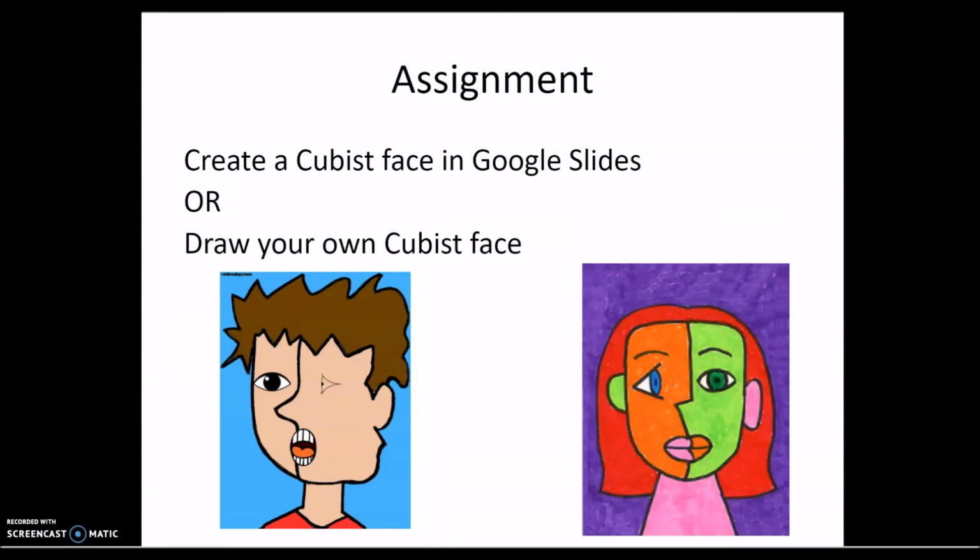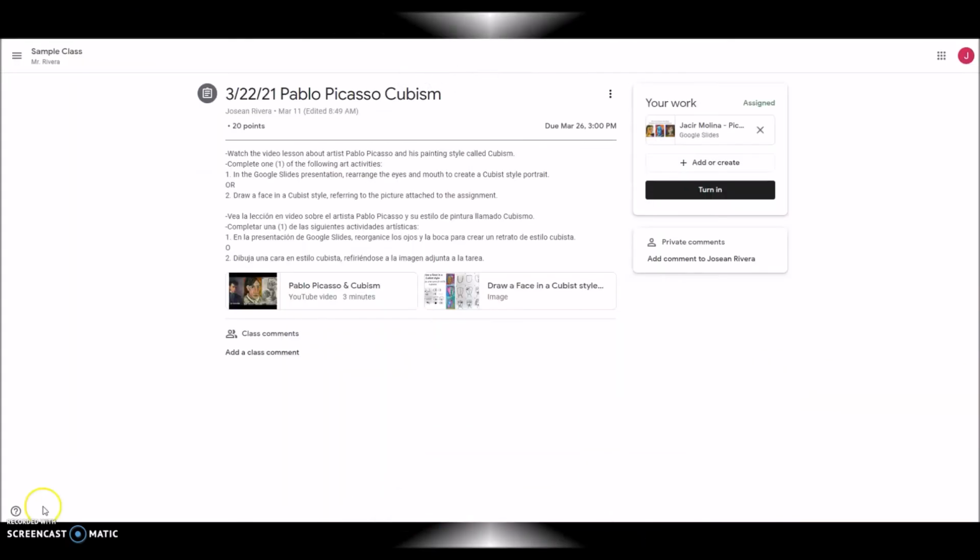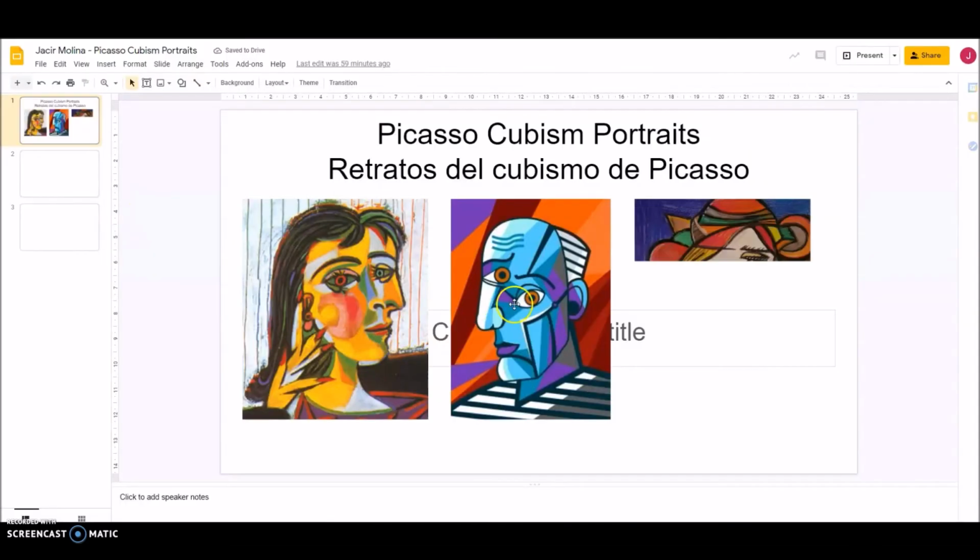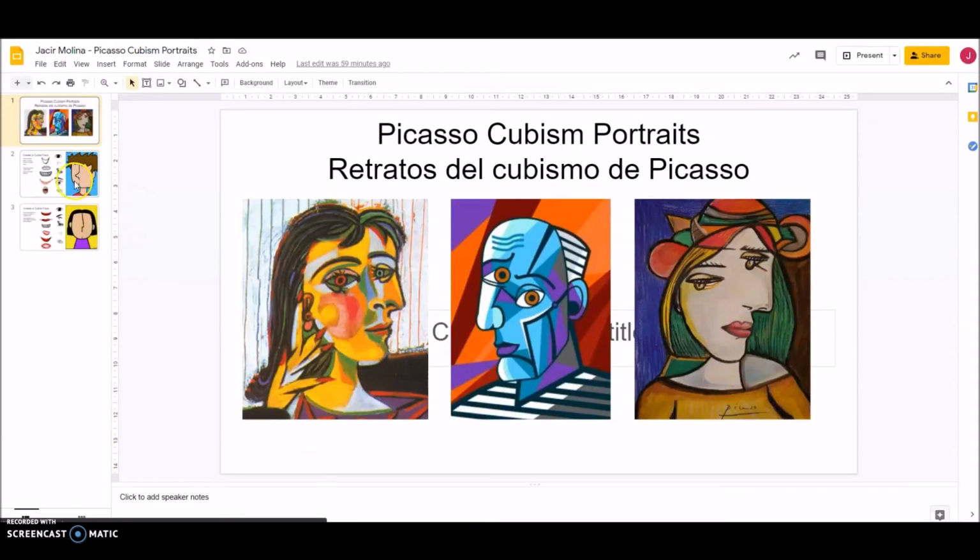So for today's assignment, you're going to either create a Cubist face in Google Slides, or you can draw your own Cubist face. So here we are at the assignment. So we have the video you just watched. If you decide to do the Google Slides assignment, you'll notice that it is already over here. So you would just click on it, and we see some examples, and you can decide on which one you want to create a face on.